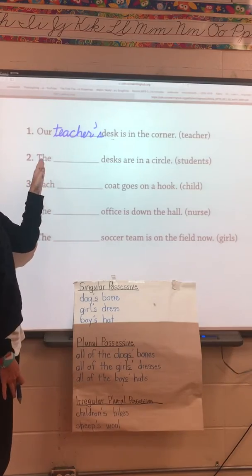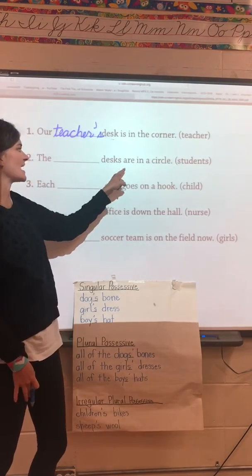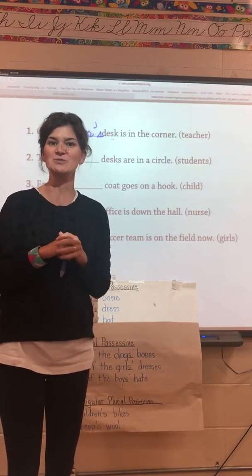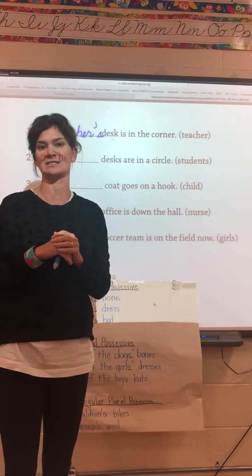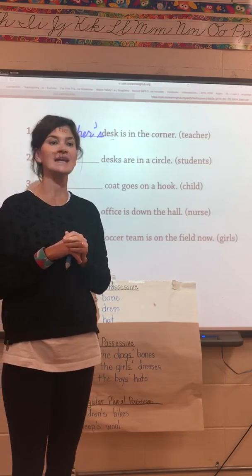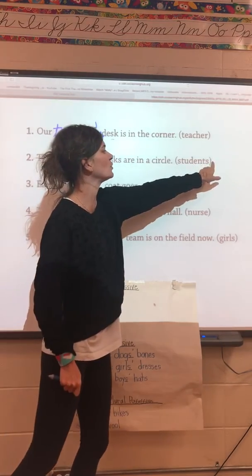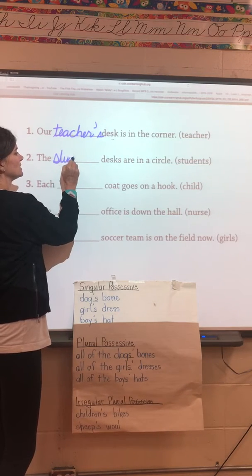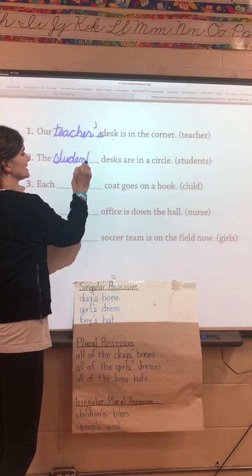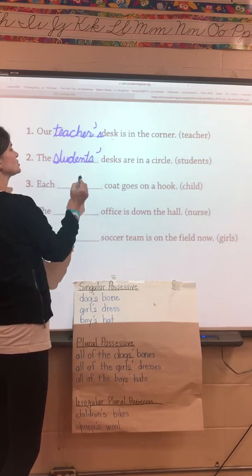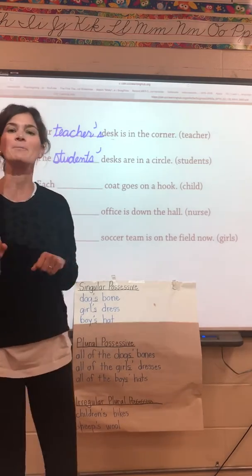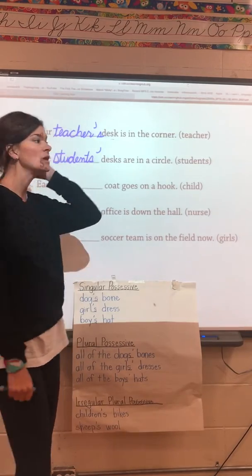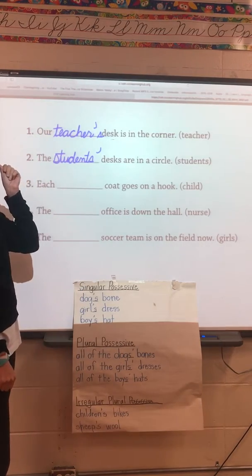Let's look at number 2. The students' desks are in a circle. So do I only have one student in this room, or do I have many students? I have more than one. I have many. So the apostrophe will go after the S. S-T-U-D-E-N-T-S. So my apostrophe, everyone say apostrophe, will go after my S here. All right, looking at number 3.